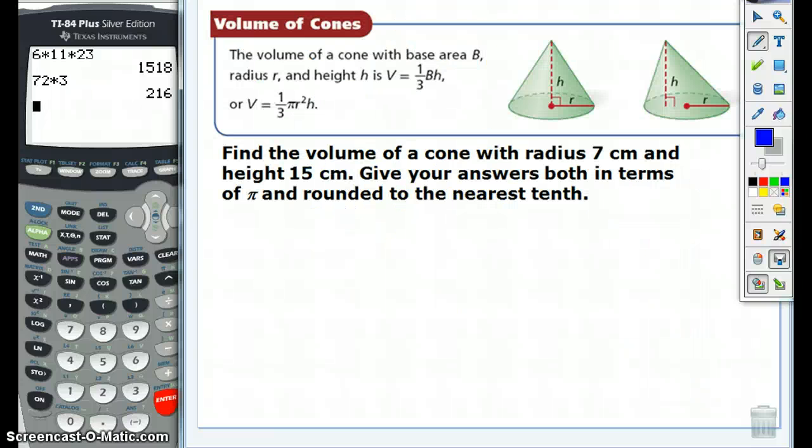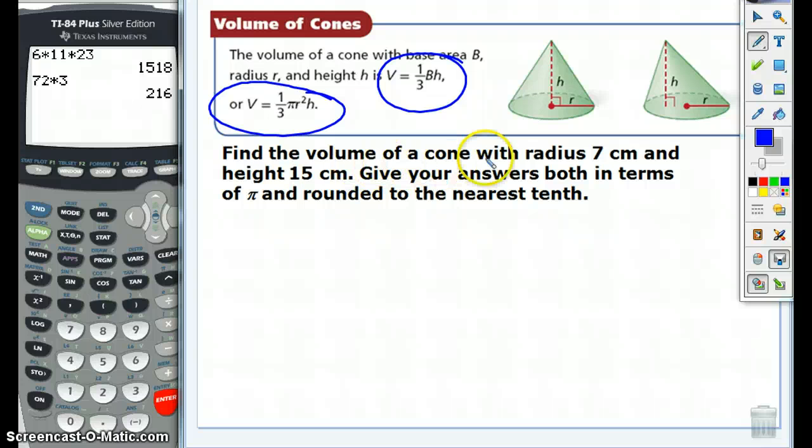Fantastic. All right, volumes of cones are very similar. It's 1/3 the area of the base times the height. So it's exactly the same formula. And as we know, with a cone, the area of the base is pi r squared. So it's 1/3 pi r squared times the height. There's no magic here. So let's go ahead and do this problem.